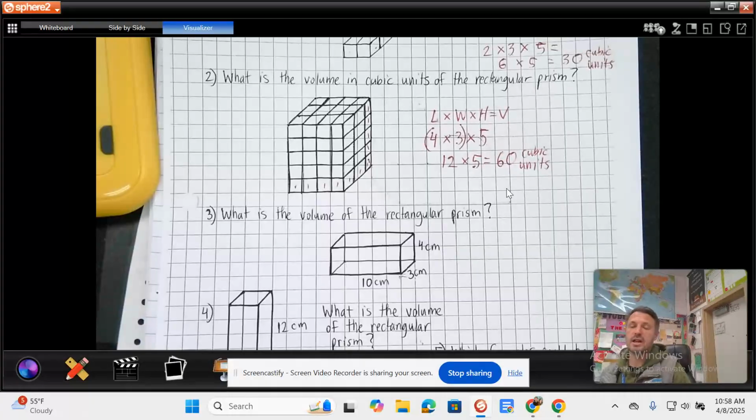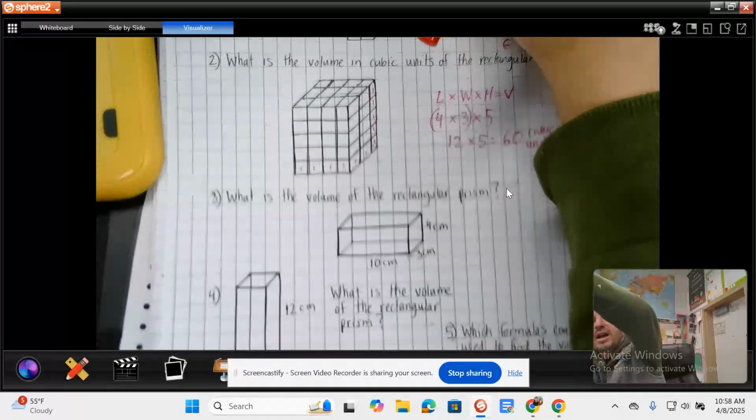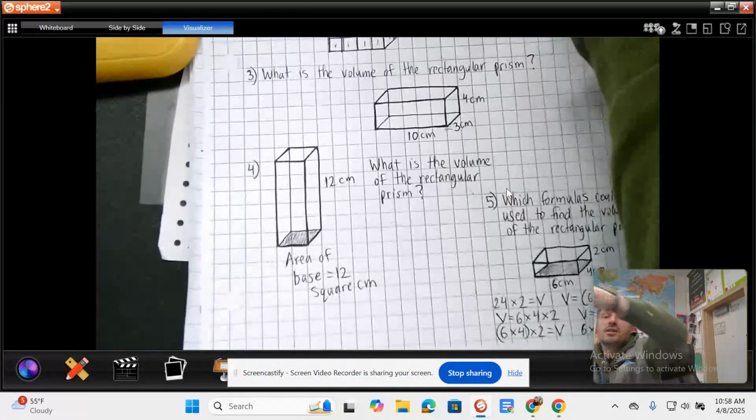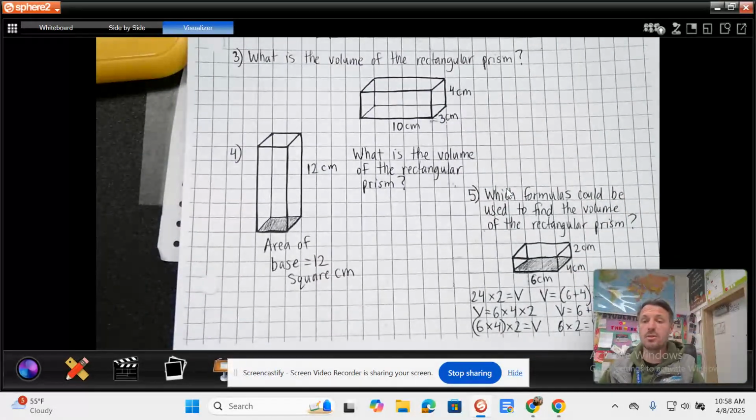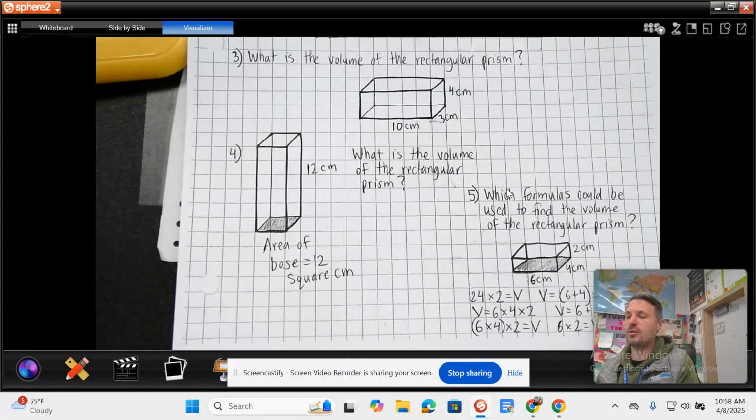Volume answers always have to be written in cubic units. So you can either write cubic units, or if it's centimeters, you can write cubic centimeters, or you can write the answer in centimeters and then raise it to the 3rd power. Both of those two things mean the same thing.